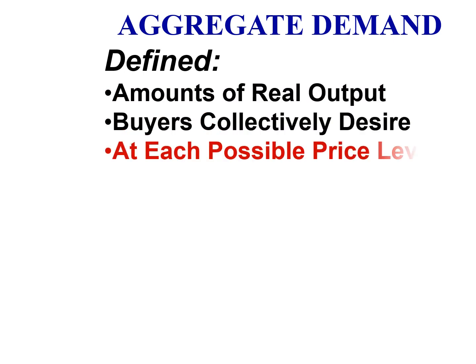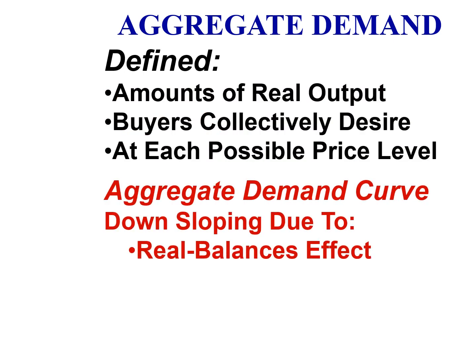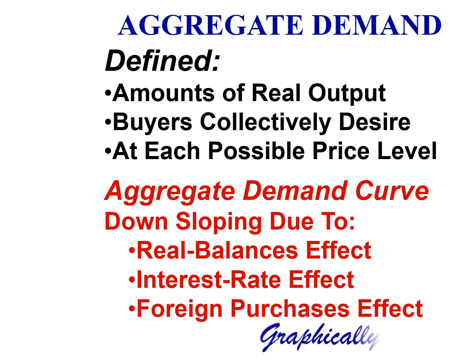Third reason why the aggregate demand curve is downward sloping. Already covered the real balances effect. Just explained the interest rate effect, graphically assisted with the money market graph. Now the foreign purchases effect.